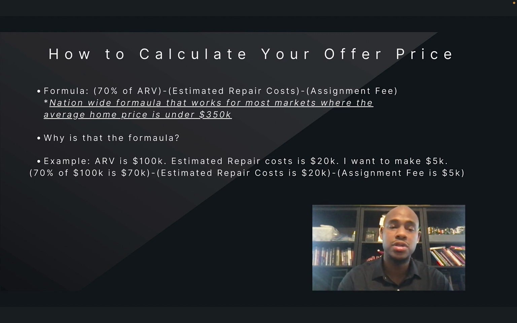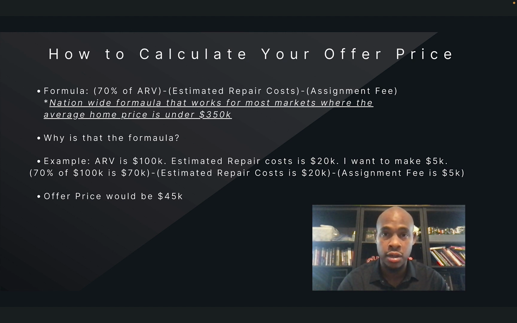So 70% of $100,000 is $70,000. Then you subtract the repair costs of $20,000, and then you subtract your assignment fee of $5,000. And that gives you $45,000. That's your offer price to the seller using this formula. And it's literally as simple as that, guys. It's not difficult once you have the ARV and the estimated repair costs. Now we're just plugging in the numbers, right?